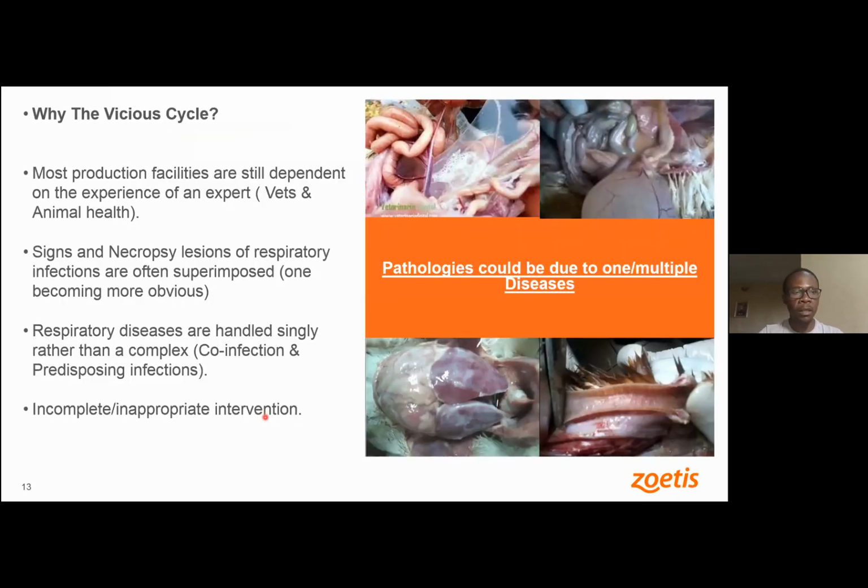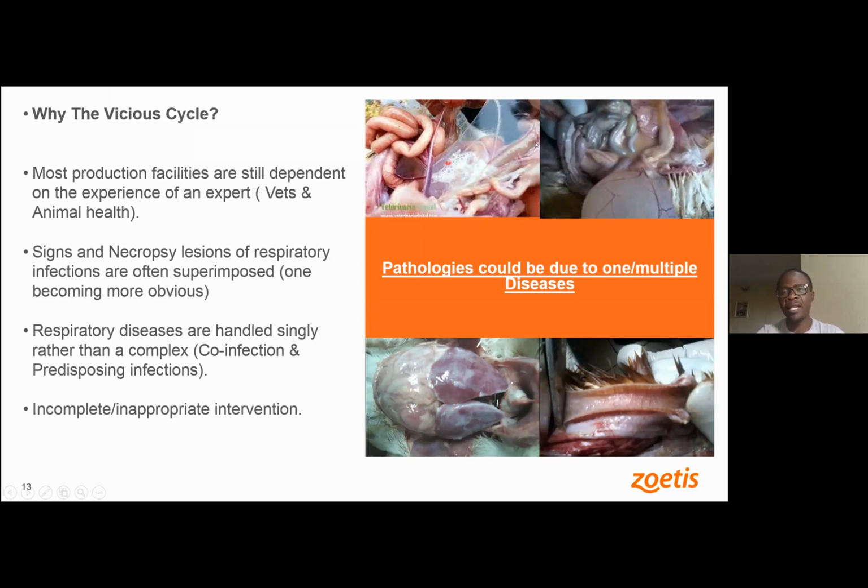So again, the signs seen on necropsy are not very, very specific, except in some few cases. You can see the liver here with fibrin. It could be due to so many things. I know a lot of us will say this is E. coli, but in most cases, you have something underlying before that E. coli can become obvious. Then for diseases like bronchitis, the signs are not very specific in most cases. Although if you are lucky, you can find this kind of cyst.